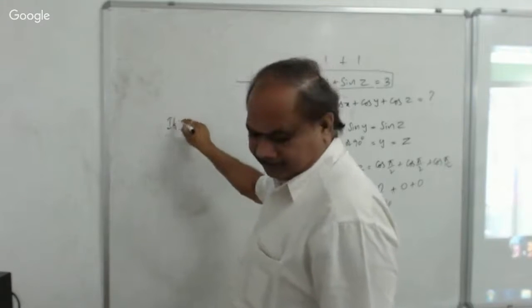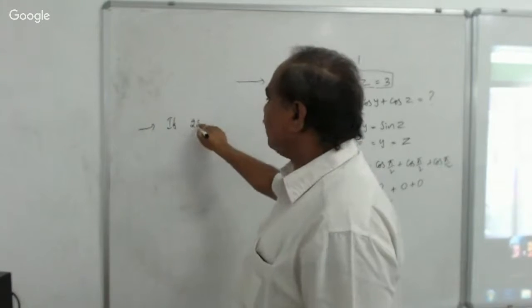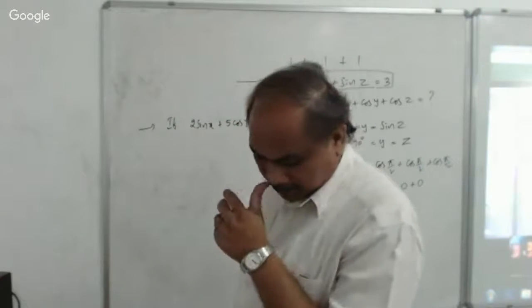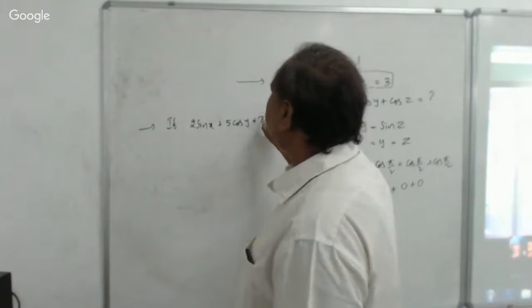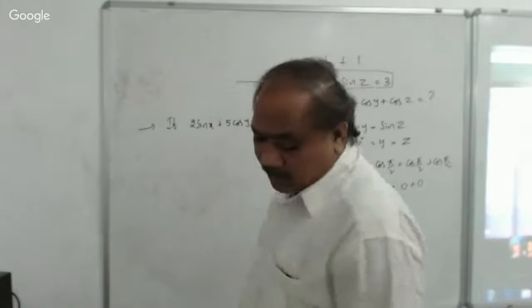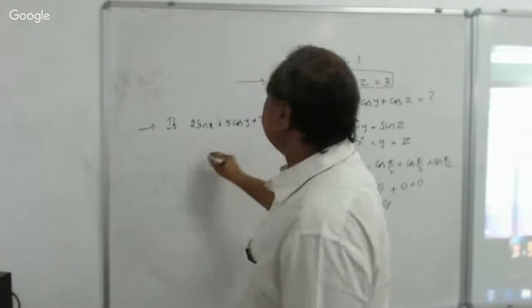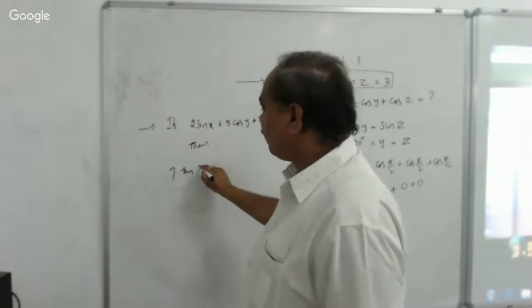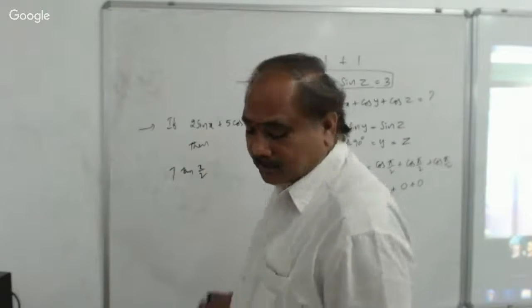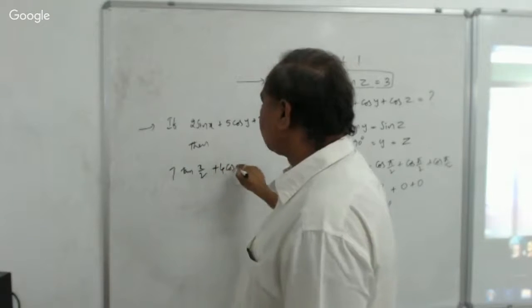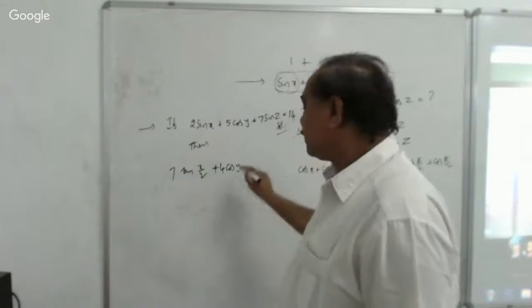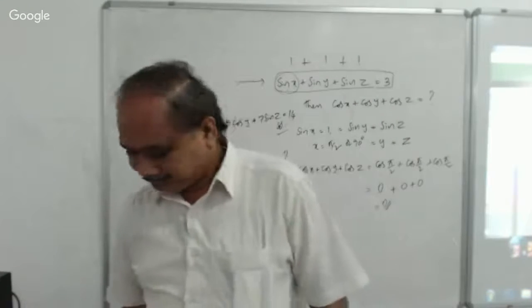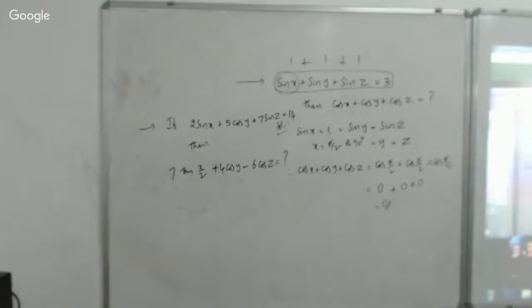If 2 sin x plus 5 cos y plus 7 sin z equal to 14, then 7 tan of x by 2 plus 4 cos y minus 6 cos z equal to what? Based on the same concept.